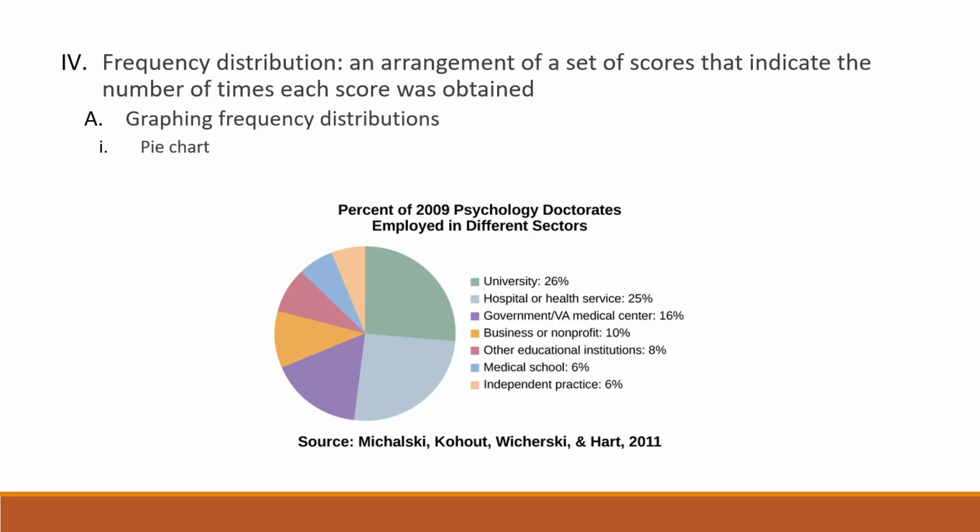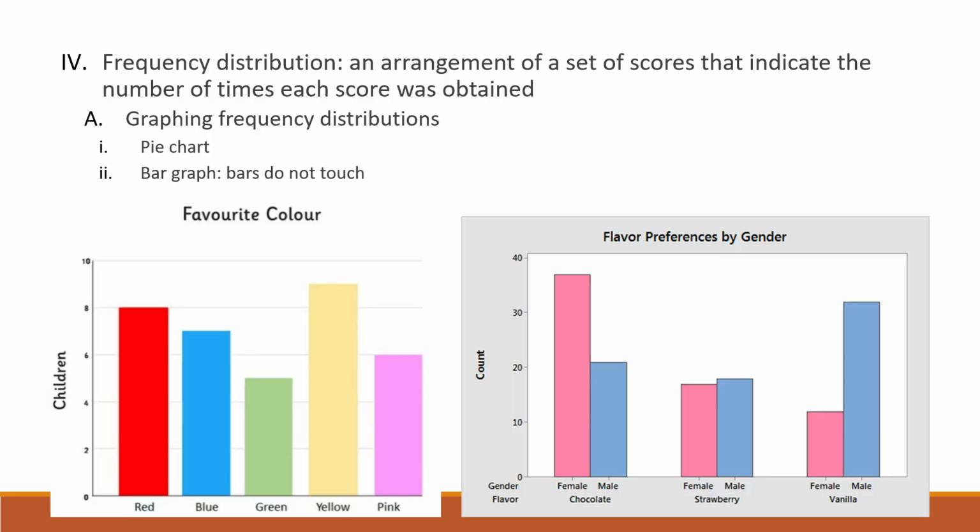One way we can graph a frequency distribution is by using a pie chart, which is what you see on the screen here, in which frequencies or percentages are represented as slices of a pie. We can also use bar graphs, which represent frequencies or percentages of each score or a group of scores. So, for example, if we try to look at children's favorite colors, on the y-axis we have how many children, and on the x-axis we have color. And you can see that they're grouped by red, blue, green, yellow, and then pink.